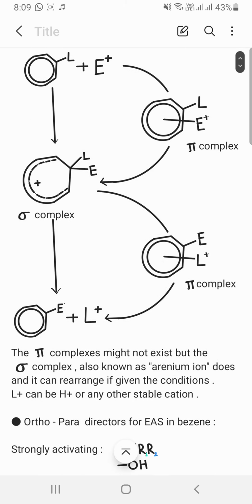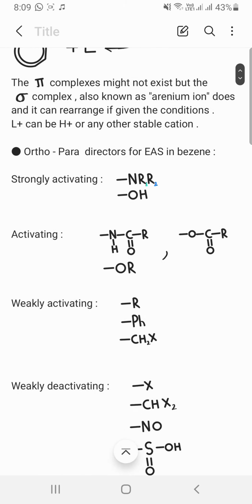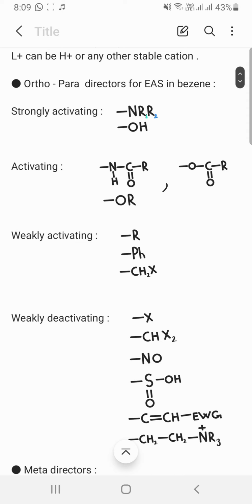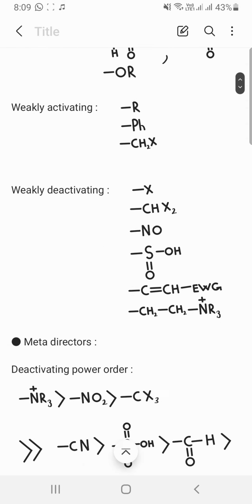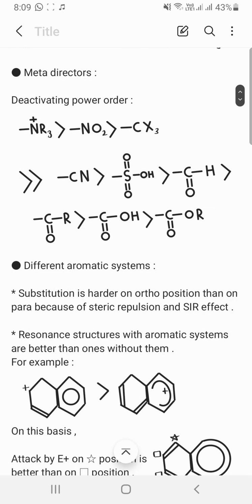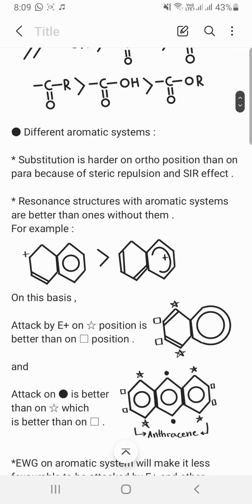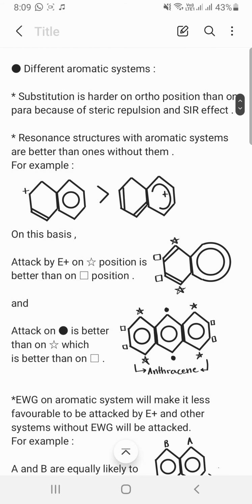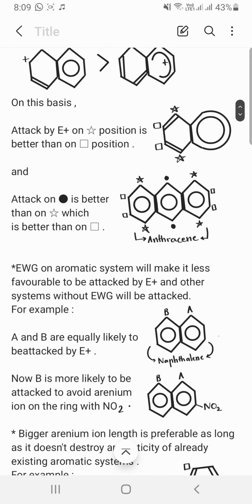Aromatic hydrocarbons. This mechanism is known. Ortho-para directors for EAS in benzene. I know all this stuff. Deactivating power order. Okay, this is a rough order, not to be taken seriously. Different aromatic systems. I know the stuff that whichever has more resonance structures, well, that wins.